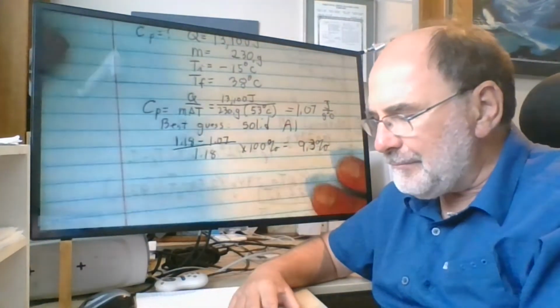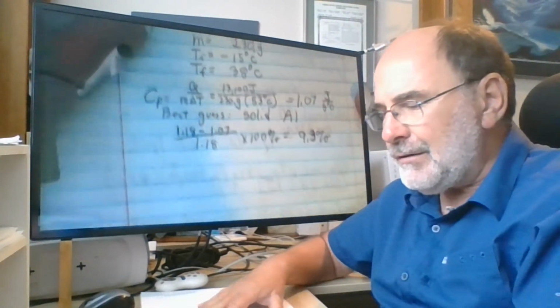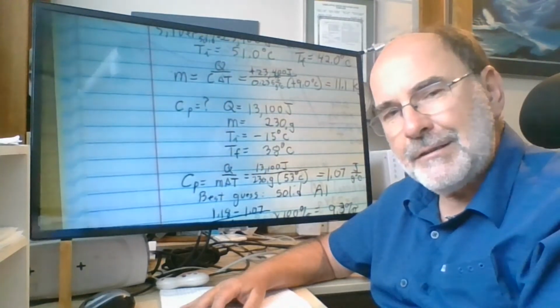Okay, so these are 4 examples dealing with this first equation, Q equals mc delta T.